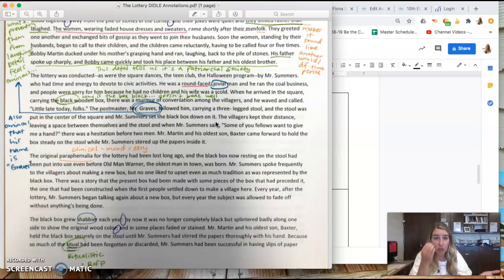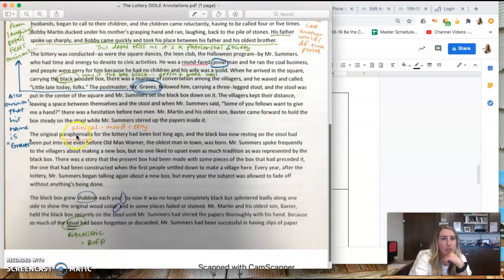That's also imagery. You could underline that, as we were meant to envision this sitting in the middle of the square with all 300 inhabitants of this village there to see it. So it's a big deal. It matters. And his name being Mr. Graves, in contrast to Mr. Summers, is interesting. An ominous feeling comes from that name, Mr. Graves.